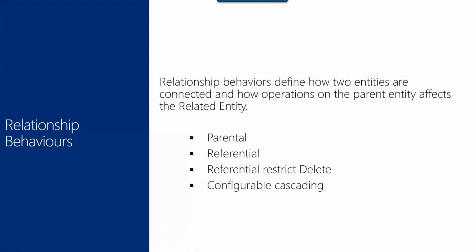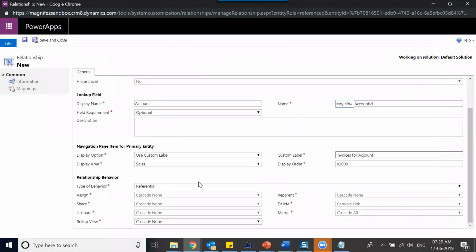So yeah, that is a parental relationship, or I would say parental behavior. That means whatever I do, if I delete an account record, all the invoices will be deleted. If I assign, let me show you that. I can see all the changes. So if I share the record, unshare it, or I reparent it, delete it, merge it, when I do all these operations, I can see in most of the places it is cascade all. Cascade all means whatever I do on the parent, the same thing will work on the child also.